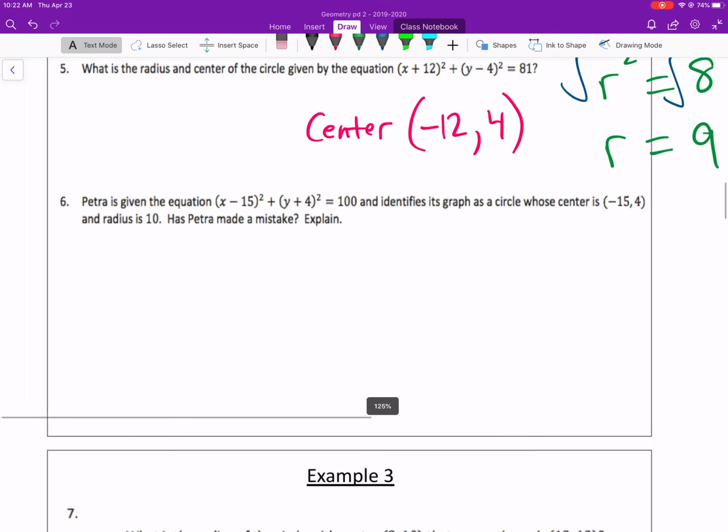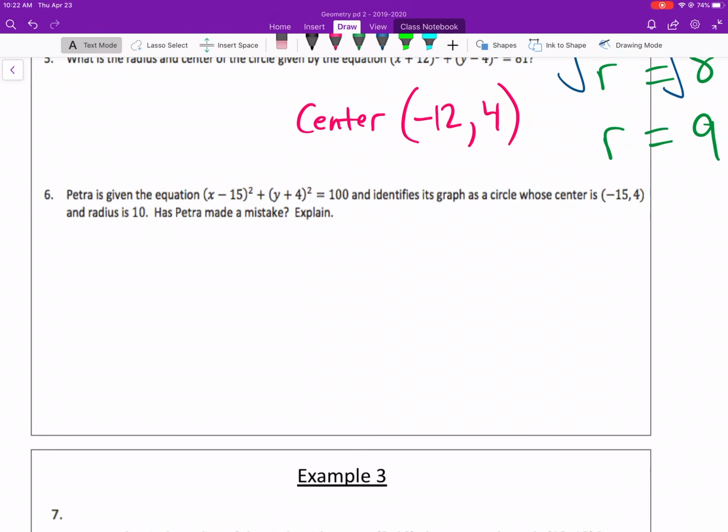Alright, this one I just want to talk about. Petra is given the equation (x minus 15) squared plus (y plus 4) squared is equal to 100 and identifies its graph as a circle whose center is (negative 15, 4) and a radius of 10. Has she made a mistake? Explain. So her mistake is not in the fact that the radius is 10. The radius is 10. That's good because this 100 is r squared, so the same thing, you have to square root it and you end up getting 10.